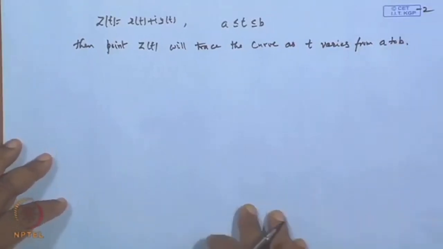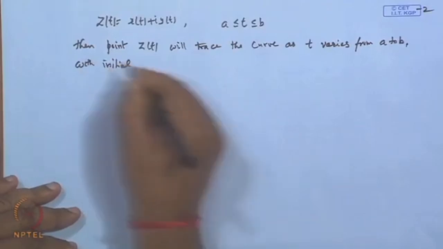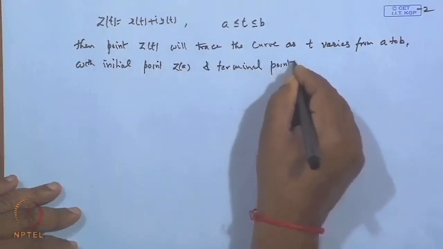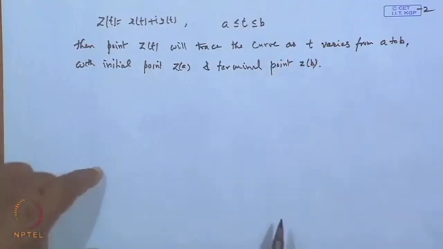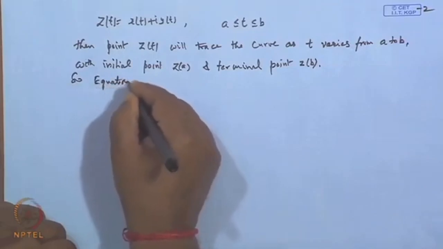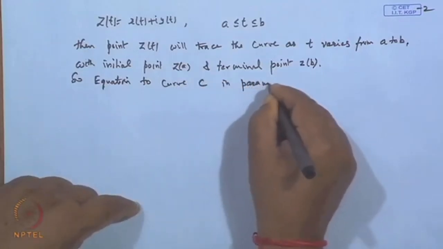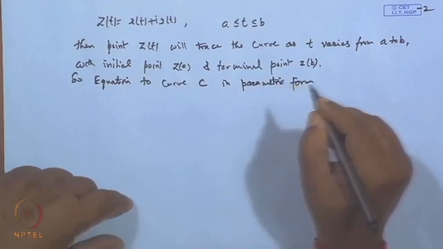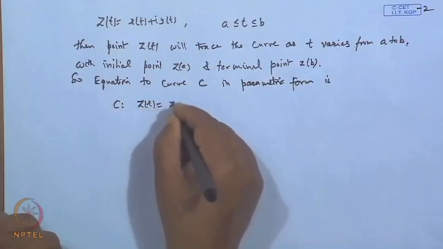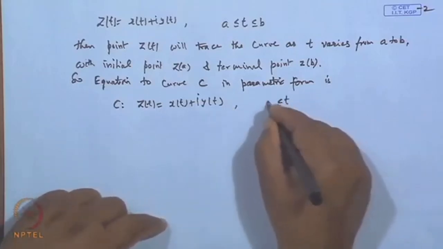with initial point z(a) and terminal point z(b). So, the equation of the curve can be written in the parametric form. The equation to the curve C in the parametric form is written as z(t) equals x(t) plus i y(t), and t is varying from a to b.